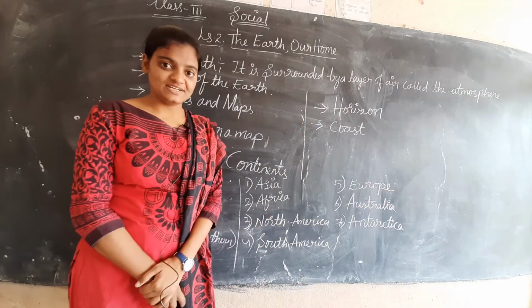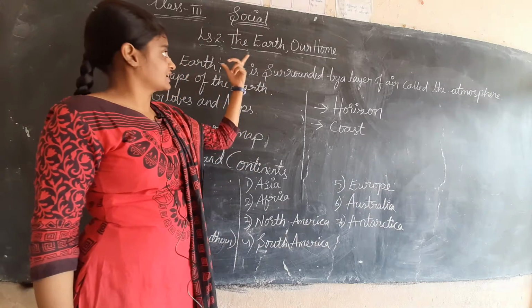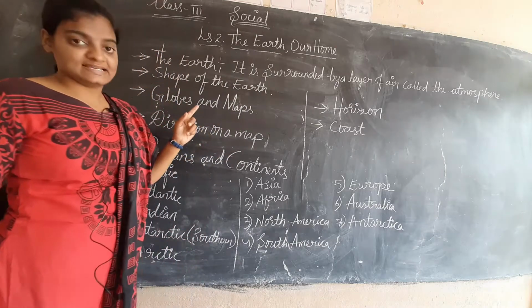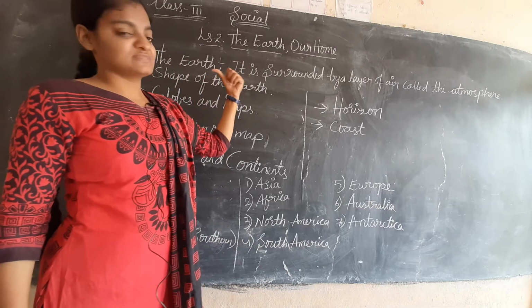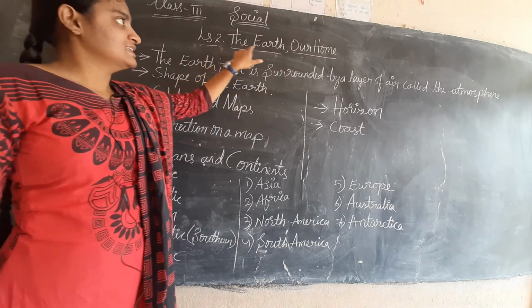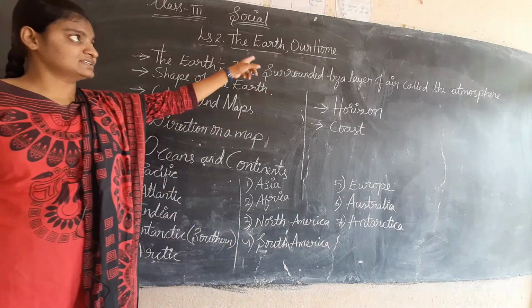And for class 3 children, today I am going to tell a second lesson from the social subject. Okay, so for class 3 children, social subject lesson number 2 today I am going to explain. Lesson number 2 is the earth our home.